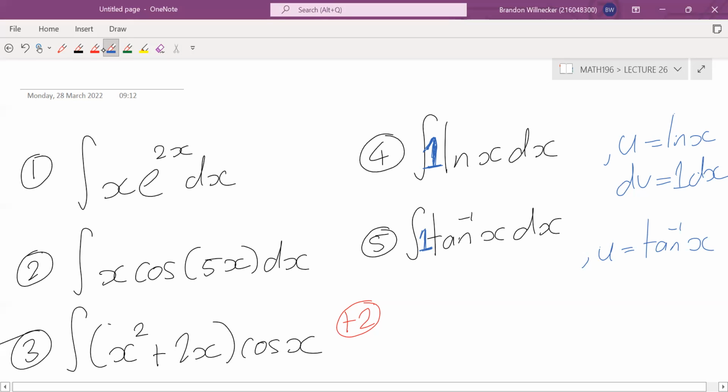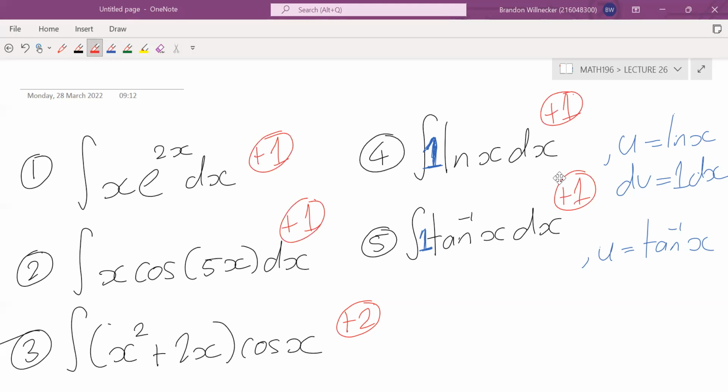So this first one, that is 1 bonus mark. 1 bonus mark. 1 bonus mark. Because I gave you the hint there, I can't give you 2. So that's 1, 2, 3, 4, 5, 6. So 6 bonus marks.